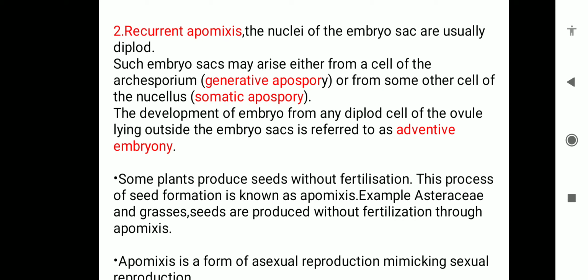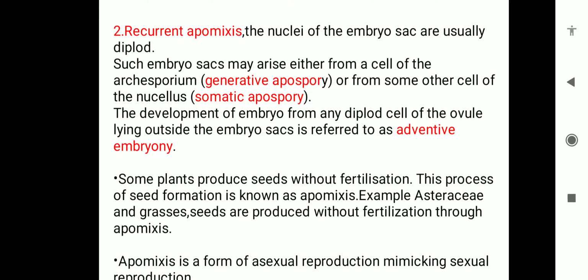When it develops from the archesporium, it is called the generative type of apospory. When it develops from other cells of the nucellus, it is called somatic apospory. The development of an embryo from any diploid cell of the ovule is called adventive embryony.